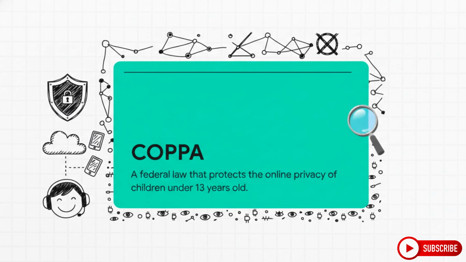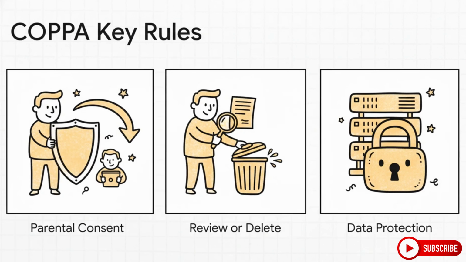Next up, we have COPPA. This law protects kids under the age of 13 online. And in today's digital world, this one is so important, right? Let's break down how it works. According to COPPA, any websites and apps that are aimed at children have to get verifiable permission from parents before they collect any data from kids. This gives parents control to review or even delete their child's information.